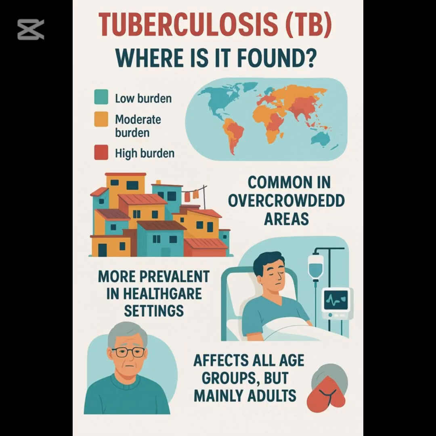Where is it found? TB is found worldwide, but the highest burden is in developing countries, especially in parts of sub-Saharan Africa, Southeast Asia, and the Western Pacific. Countries like India, Indonesia, China, the Philippines, Pakistan, Nigeria, and South Africa have some of the highest case numbers. TB can also persist in marginalized populations in developed countries, particularly among immigrants, the homeless, and people with HIV.